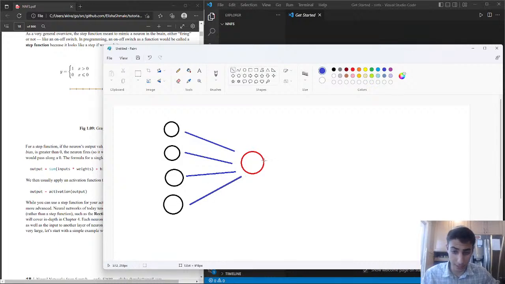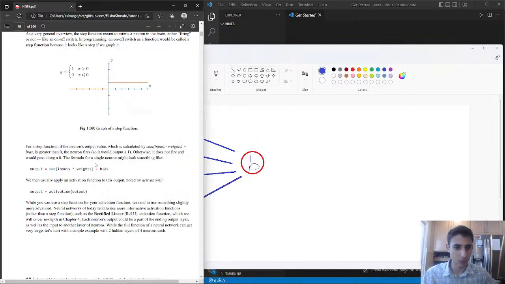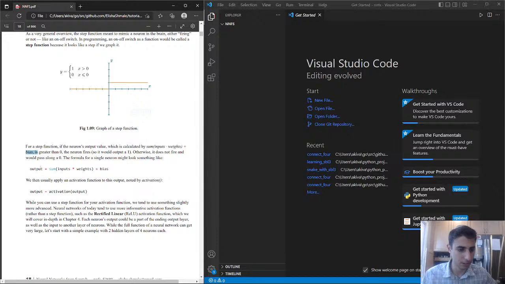You can visualize that in the neuron, all of these products are added together. And then the bias that's in the neuron is also added to the final thing. So as you can see, it's the sum of all the inputs times their respective weights, the blue lines are the weights, plus the bias. And that's going to be the output of a neuron. If that output is greater than 0, then the neuron fires, so it would be a 1. Otherwise, it does not fire and would pass along a 0.